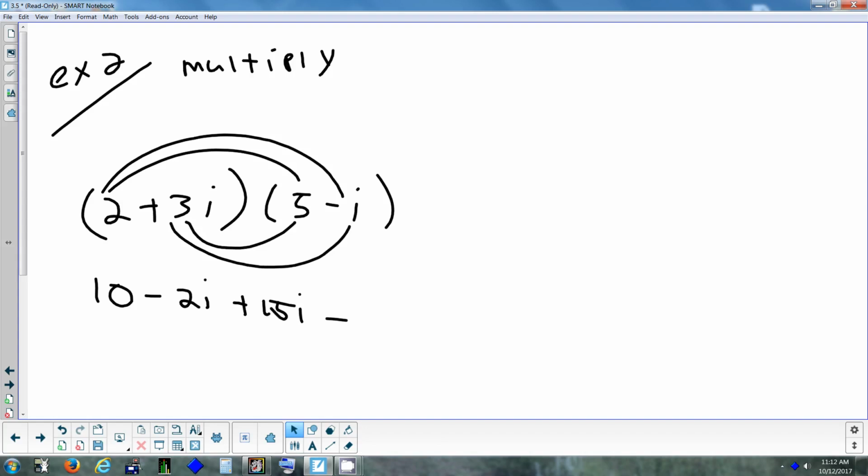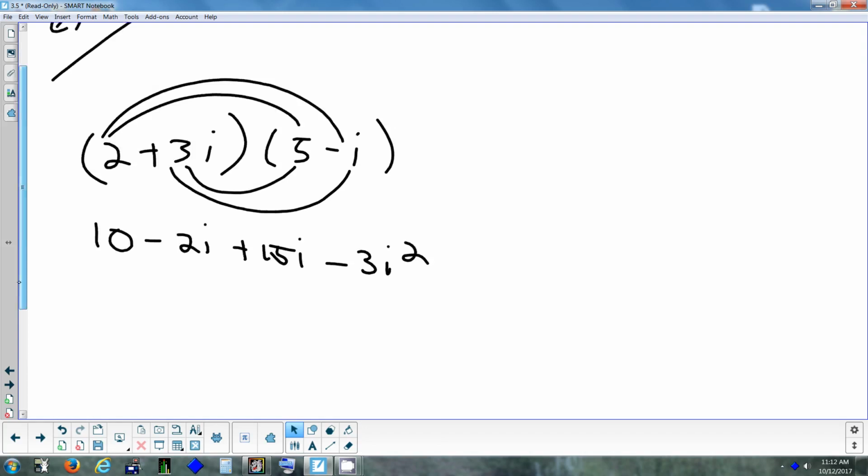Devin? Would be negative 3i squared, but i squared equals... Yeah, exactly. Yeah, we got to deal with that too. We don't have to deal with it all at once on the first one, but yes, we do. So we get negative 3i squared.